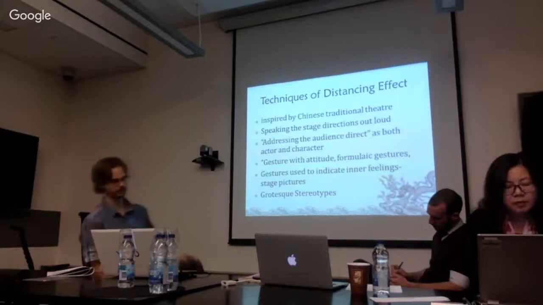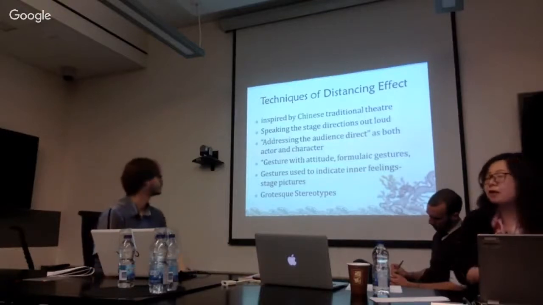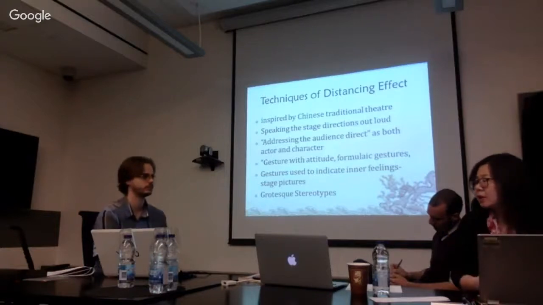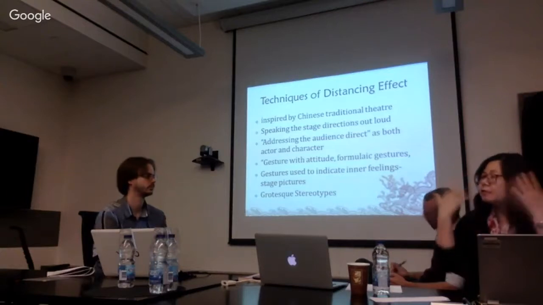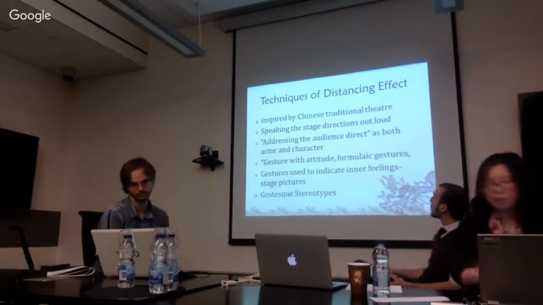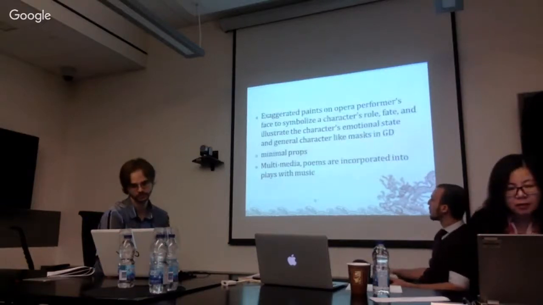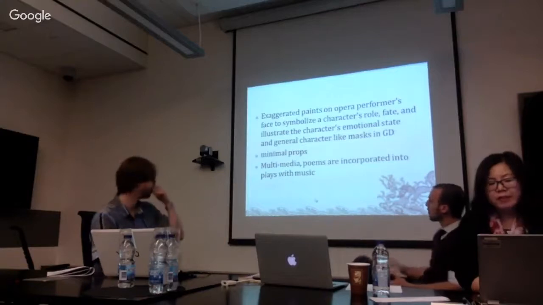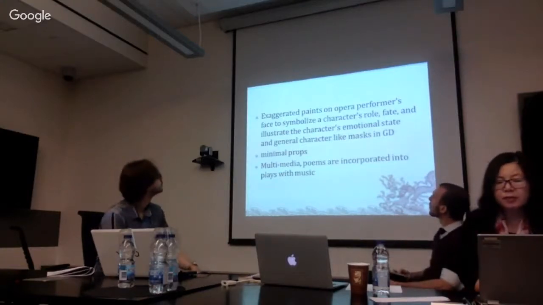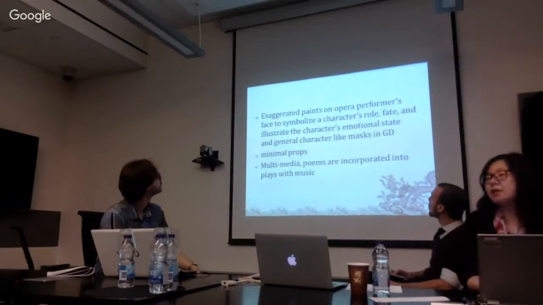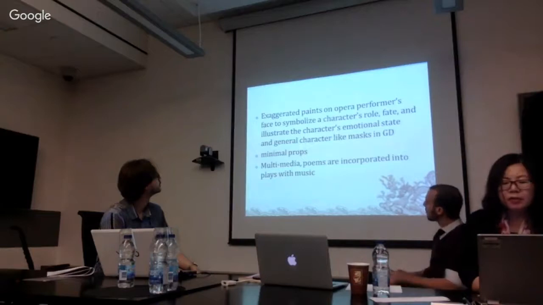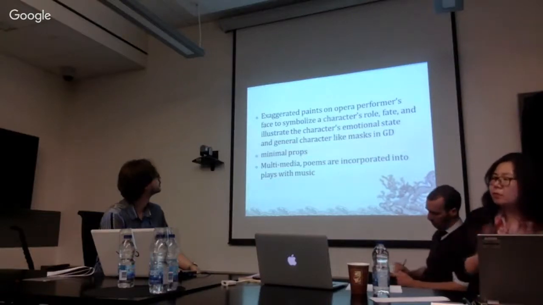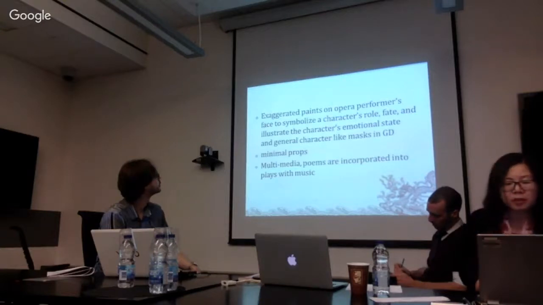And also there are some grotesque stereotypes. There are clowns, and there are villains, and there are set actions or set paints on their faces to indicate the identity of certain characters. And also some exaggerated paints on opera performers' faces to symbolize a character's role, whether he's a hero or a villain, and his fate, whether tragic or comic, and illustrate the character's emotional state. In general, it's quite like the masks used in ancient Greek drama.